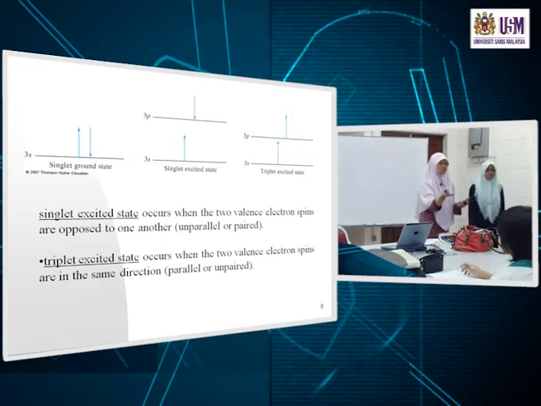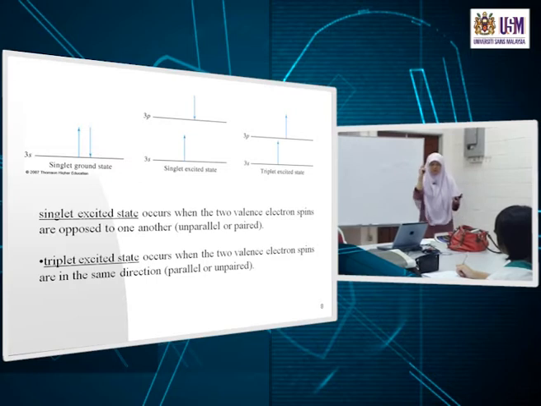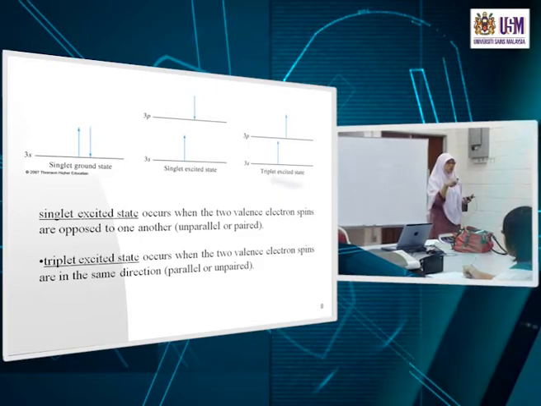Have you done this at all? Singlet, triplet, no? Never mind. Okay, just remember that it's 2S plus 1. Just now I said S plus 1. So half plus half is 1. 1 times 2 is 2. 2 plus 1 is 3. So you get a triplet state.